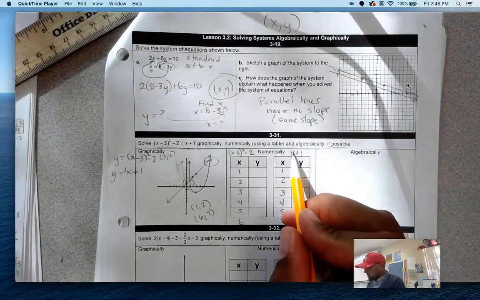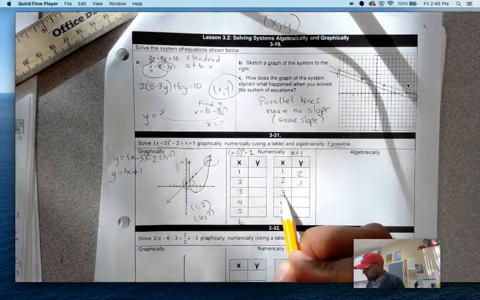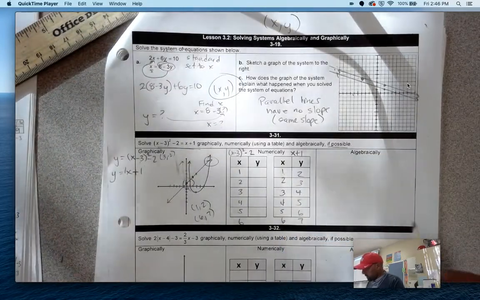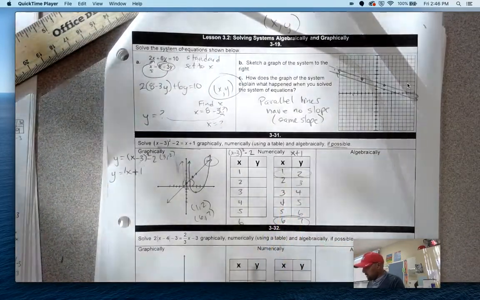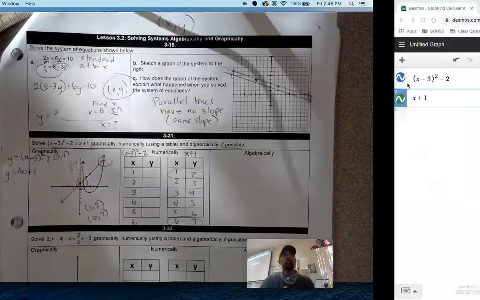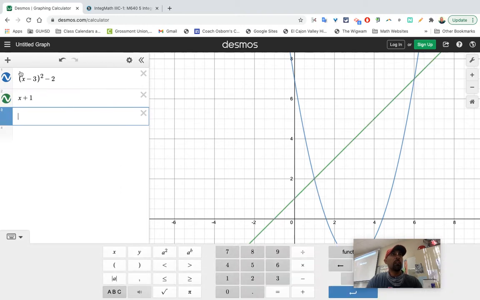Now, x plus 1 is pretty simple. x plus 1, 2. x plus 1, 3. x plus 1, 4, 5, 6, 7. Hey, and there's those points. This one's not as simple. So what I'm going to actually do is use Desmos to make a table. So I click here, and then click Add Item, Table.